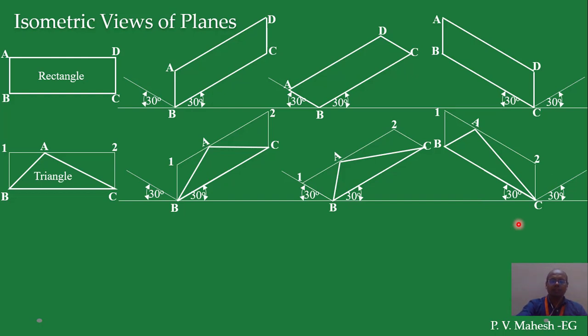So these are the three different orientations we have. This is the isometric view of the triangle, and this is the isometric view of the rectangle. Similarly, we will quickly go through the trapezium.